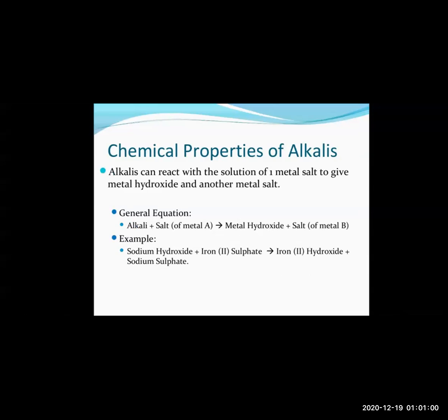Then other properties, when the alkalis react with the solution of a metal salt, what do they give? They give out metal hydroxide. Okay, so here alkali plus salt gives metal hydroxide plus the salt of metal B. Means here the metal hydroxide is produced as well as a different salt in this reaction. So let us understand this reaction with another example, that is sodium hydroxide plus ions.